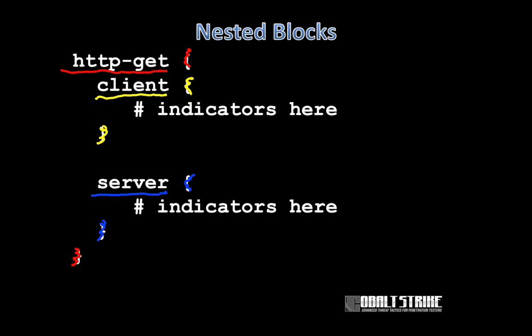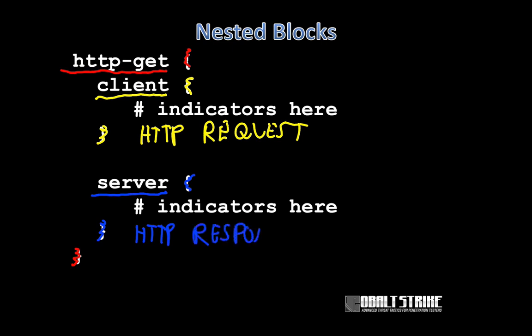And the client block controls the HTTP request. It is the client-side aspect, or the client-side indicators of the HTTP request. The server block is the server-side indicators. It is the HTTP response. And it would make sense that we would have a client and server block when defining indicators for an HTTP GET transaction. Similarly, HTTP POST happens to have client and server nested blocks as well.